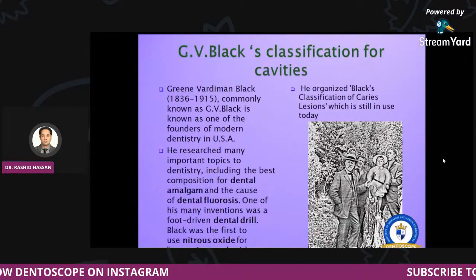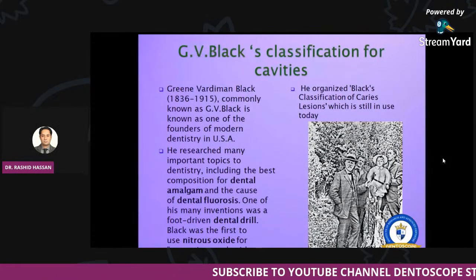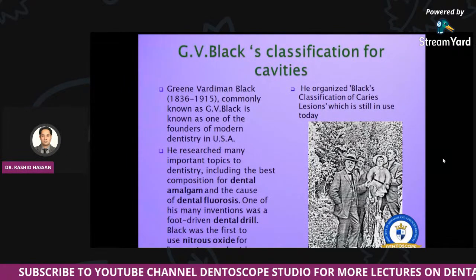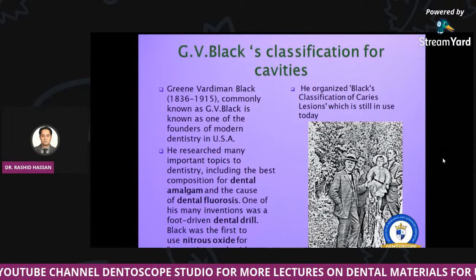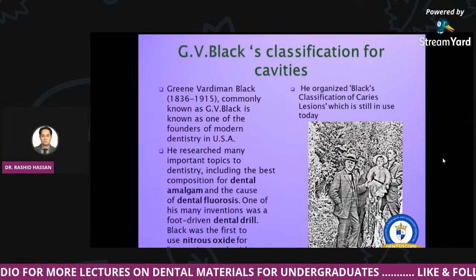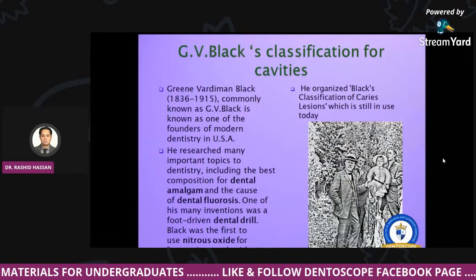In 1915, he gave this classification, and according to this, he divided cavities into five main categories. Five different classes: class 1, 2, 3, 4, 5, and then class 6 was the modification of GV Black's classification. Well, he made a major contribution in dentistry.